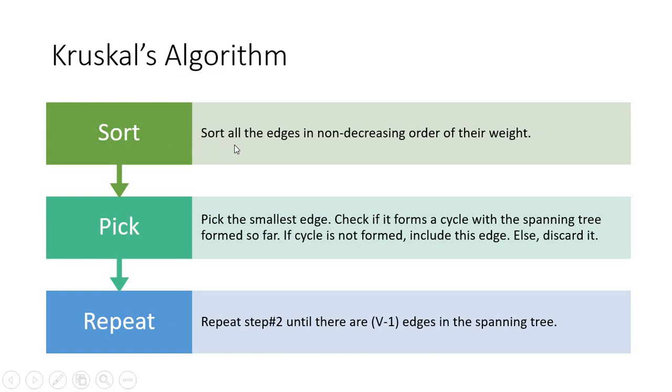So first, sort all the edges in non-decreasing order of their weights. Second step, pick the smallest edge. Check if it forms a cycle with the spanning tree formed so far. If cycle is not formed, include this edge, else discard it. And you just have to repeat step 2 until there are v-1 edges in the spanning tree. So this is the simplest algorithm for finding minimum spanning tree.